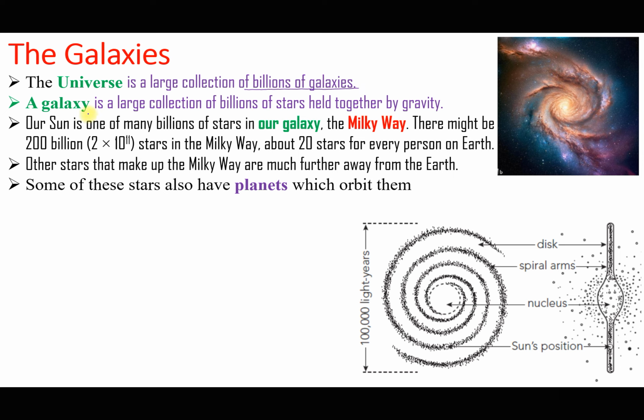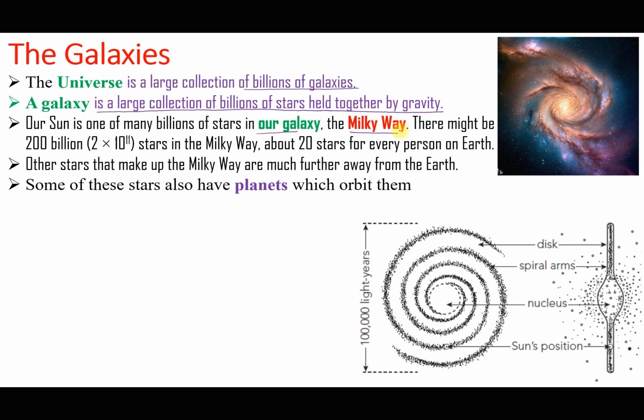However, a galaxy is a collection of billions of stars held together by gravity. Our Sun is one of many billions of stars in our galaxy, which is called the Milky Way. So our galaxy is called the Milky Way, and our Sun is one of those stars in the Milky Way galaxy. But because our Sun is in our solar system, we are more familiar with our Sun than other stars.